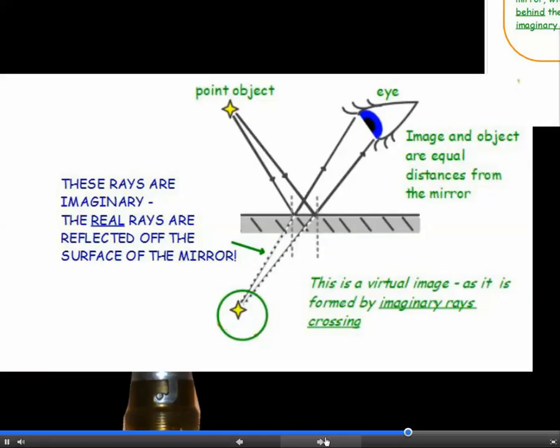And this is a virtual image. The rays seem to be coming from behind the mirror, and the object seems to be behind the mirror. Well, it's not really there, and the rays aren't really coming through the mirror. So these are imaginary rays. So the virtual image is formed where the imaginary rays cross.